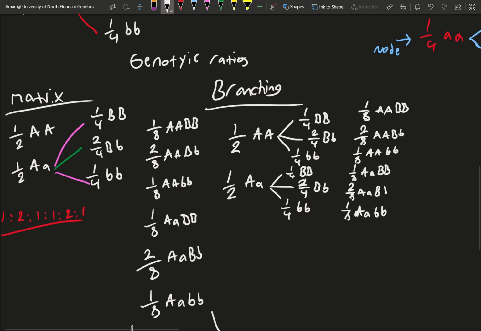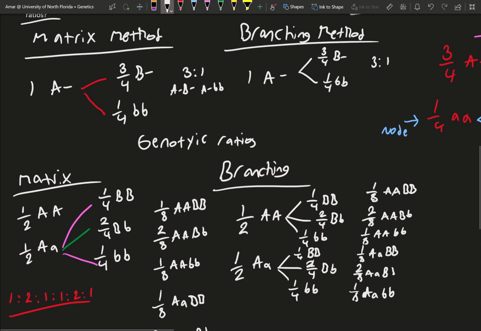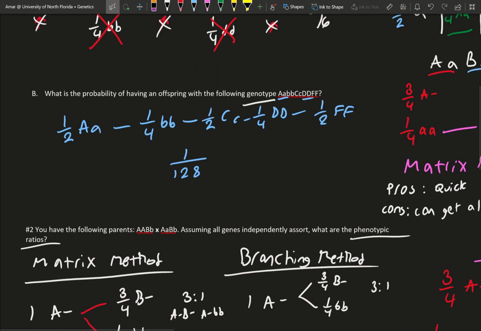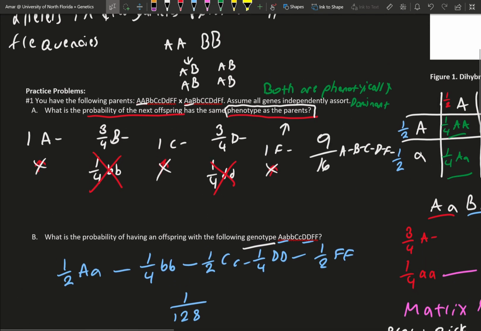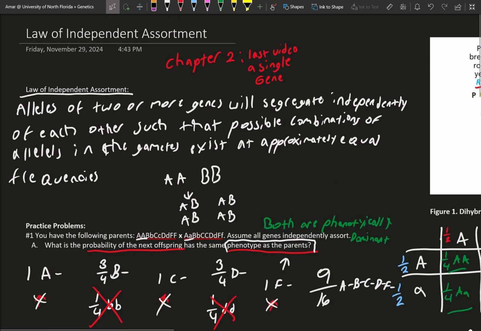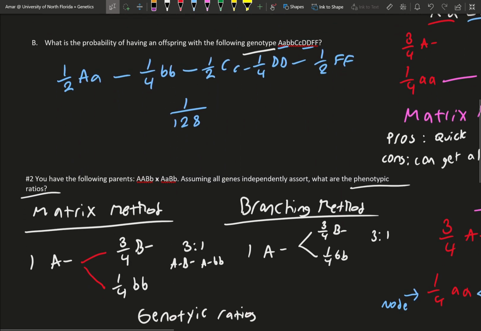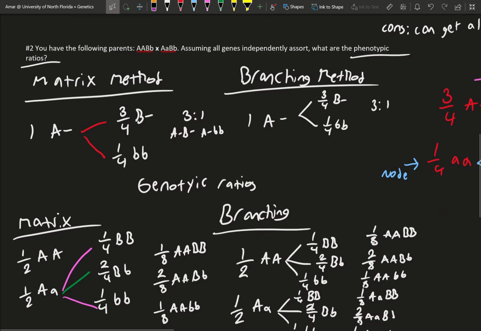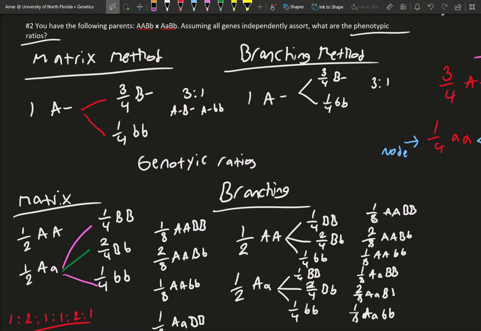So hopefully that helps you out for all these crosses. And we're going to go in tomorrow or some other day, whenever you watch it, to go over the probability rules of why we're actually multiplying these across. But yep, that's it.